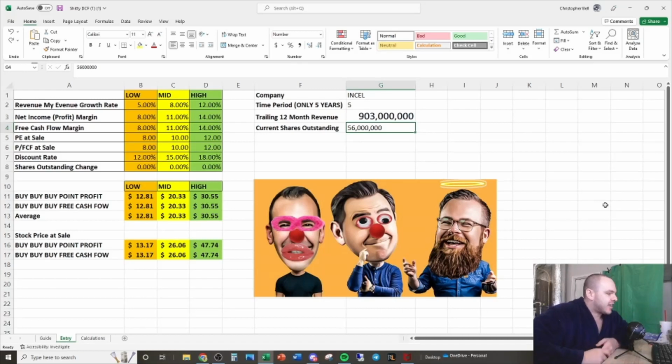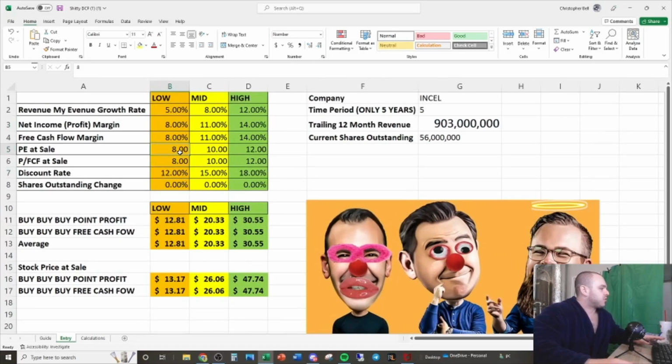Here is Everything Money Stock Analyzer tool in Microsoft Excel. Now, what they do is they take the trailing 12 months revenue and they apply some kind of revenue growth rate to it. They apply some kind of profit margin to it. And they apply some kind of price to earnings ratio at sale. So what that means is, they're saying that in 5 years, assuming this is a 5-year model, whatever earnings you have, you're going to multiply that by 8, and that's going to be the market capitalization of the company, okay? So you use all this to discount the future cash flows back to the present and get a buy point for the stock. Fair enough, right?